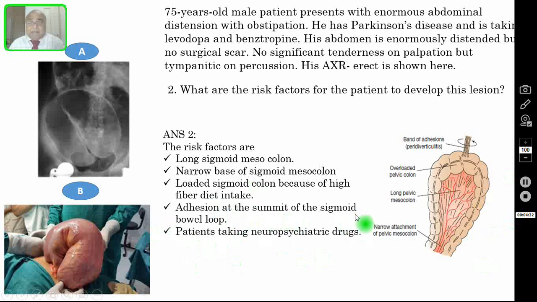Adhesion at the summit of the sigmoid bowel loop. This is the sigmoid bowel loop. You are seeing an adhesion at the apex of this bowel loop. That is what you are seeing here. Those patients who are taking neuropsychiatric drugs, that is also one of the risk factors to develop sigmoid volvulus.